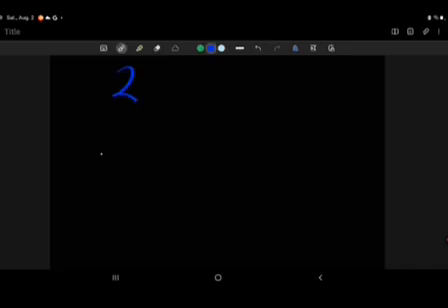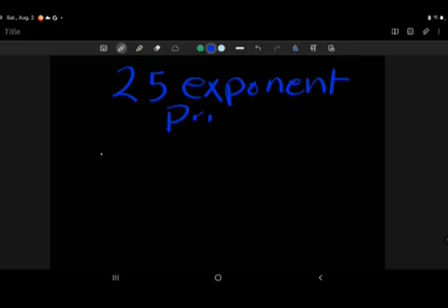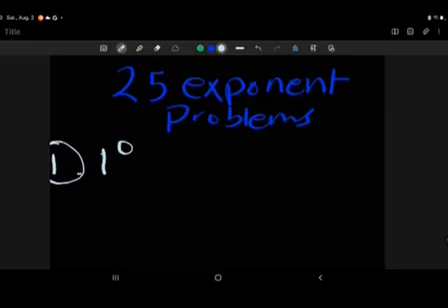So it's 25 exponent problems. The first problem I'll present is 1 to the power 0. 1 to the 0th power, right? So if it's 1 to the 0th power, what is that going to be equal to? 1 to the 0th power, of course, is going to be 1, because anything raised to the 0th power is 1.